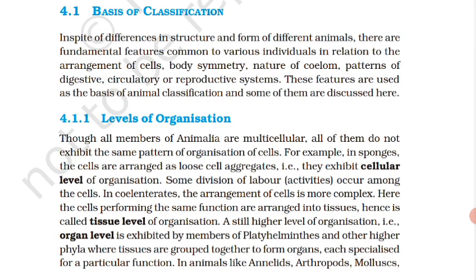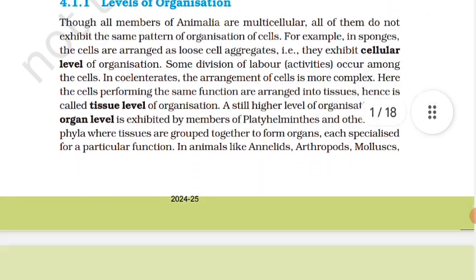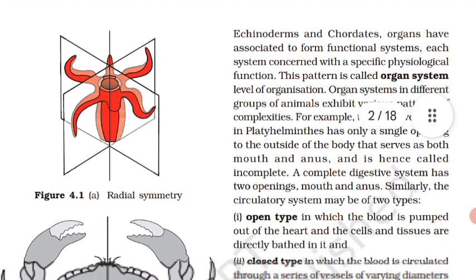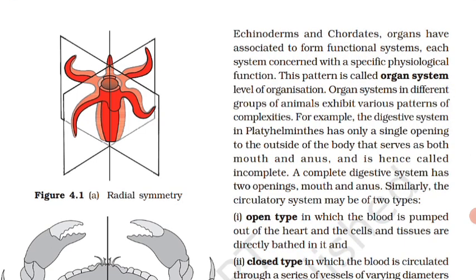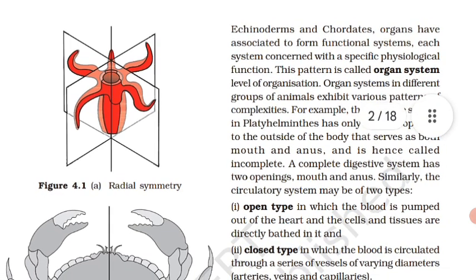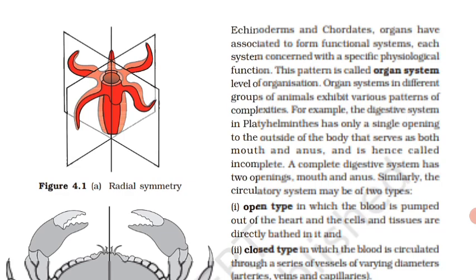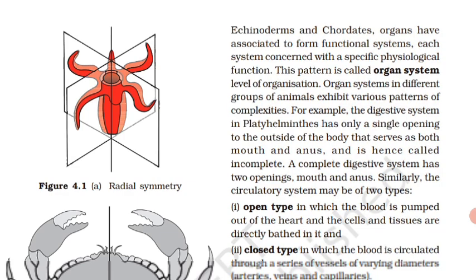In coelenterates, the arrangement of cells is more complex. Here the cells performing the same function are arranged into tissues, and this is called tissue level of organization. A still higher level of organization, that is organ level, is exhibited by the members of platyhelminthes and other higher phyla, where tissues are grouped together to form organs, each specialized for a particular function.